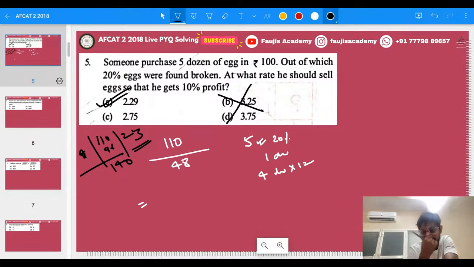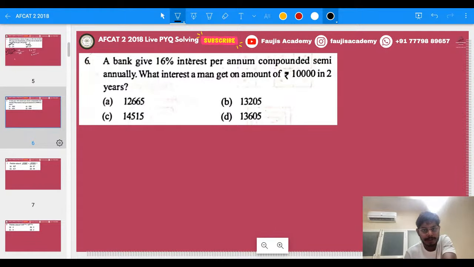Question number 5. All right, let's move. A bank gives 16% interest per annum compounded semi-annually. Okay, what interest a man gets on an amount of 10,000 in 2 years? Okay, 10,000 rupees in 2 years, right?